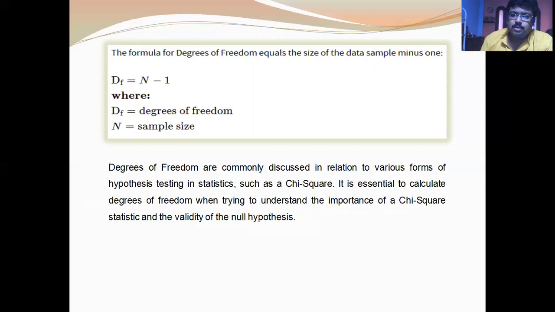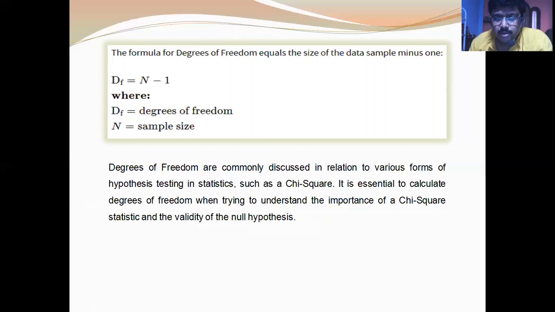Now, in this slide you can find the rule of degrees of freedom, the formula: df equals n minus 1. Here df is the degrees of freedom and n is the sample size, the total number. In our previous example it was 5, so 5 minus 1 equals 4. So when there are 5 integers, there are 4 degrees of freedom.